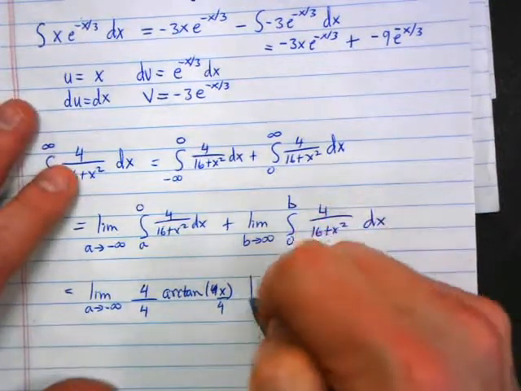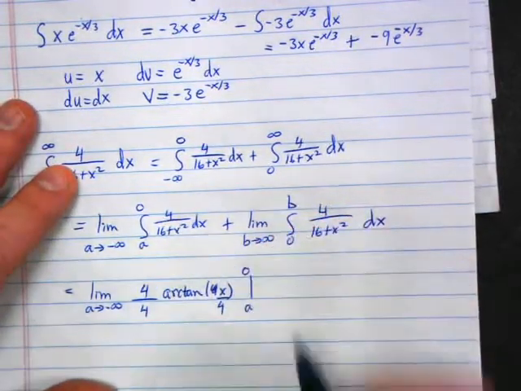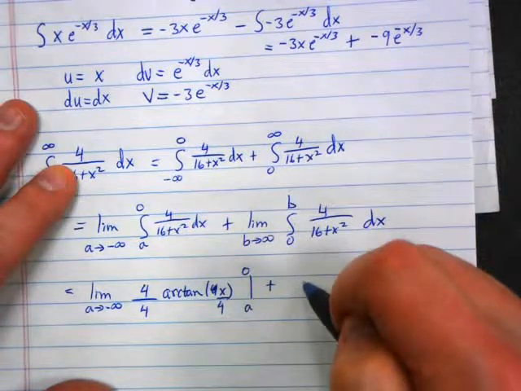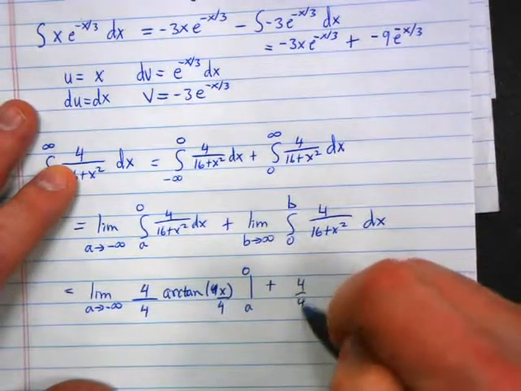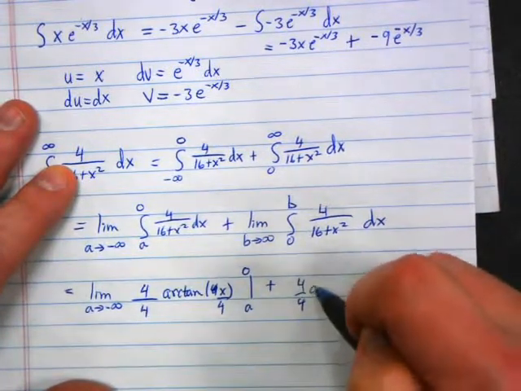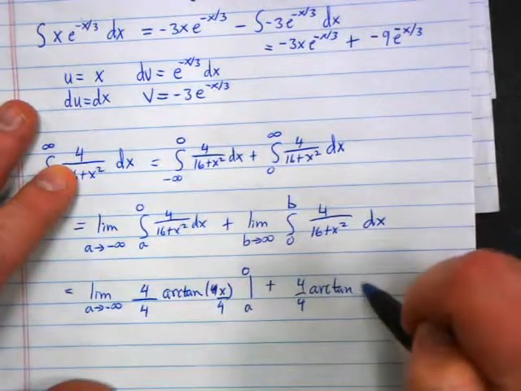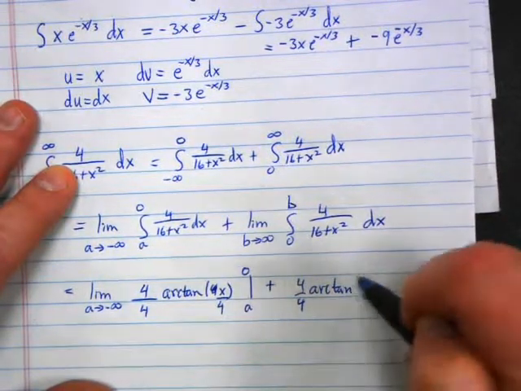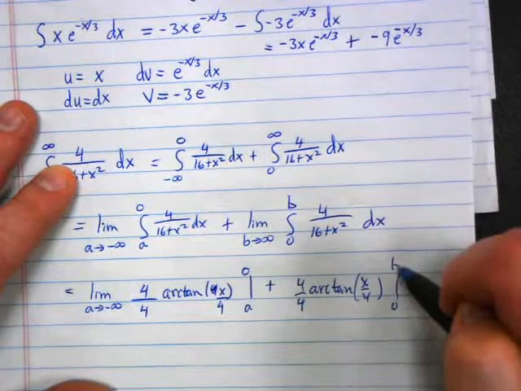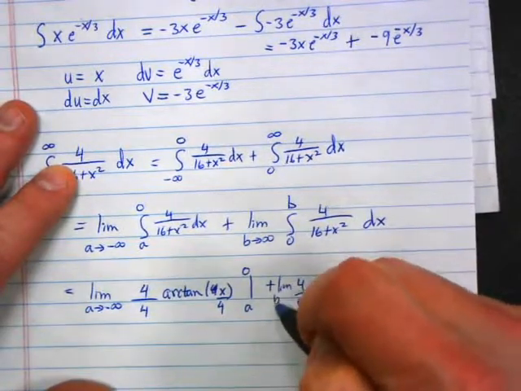And then we got to evaluate at a and 0. Then we're going to have plus. The good news is this is the exact same integral, 4 over 4 arctan of x over 4, evaluate at 0 and b. And we need the limit as b goes to infinity.